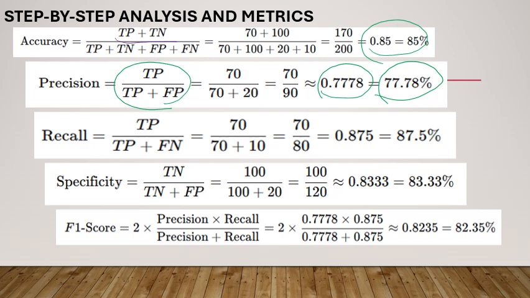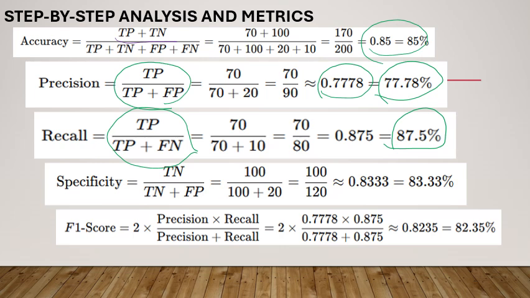For recall, when we substitute the values, we will get 87.5%. So the model successfully identified 87.5% of all the spam emails, indicating that it misses a relatively small number of spam emails. That is 10 out of 80.